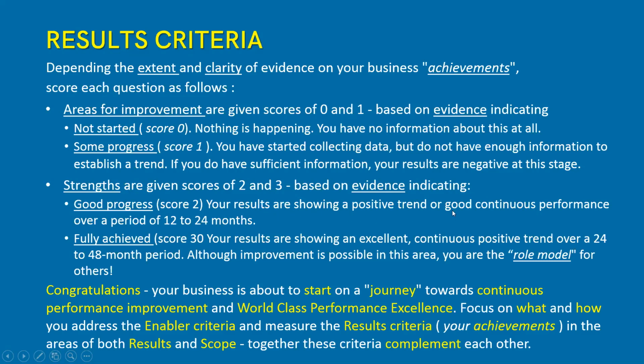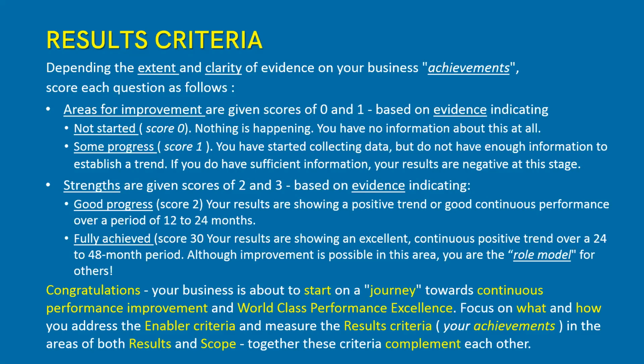The results are showing a positive trend and good continuous performance over a period of 12 to 24 months. You can see this is not the short-term approach. Fully achieved, you score 3. Your results are showing an excellent continuous positive trend over a 24 to 48 month period. Although improvement is possible in this area, you are the role model for others. So congratulations. Your business is about to start on a journey towards continuous professional performance improvement and world-class performance excellence.